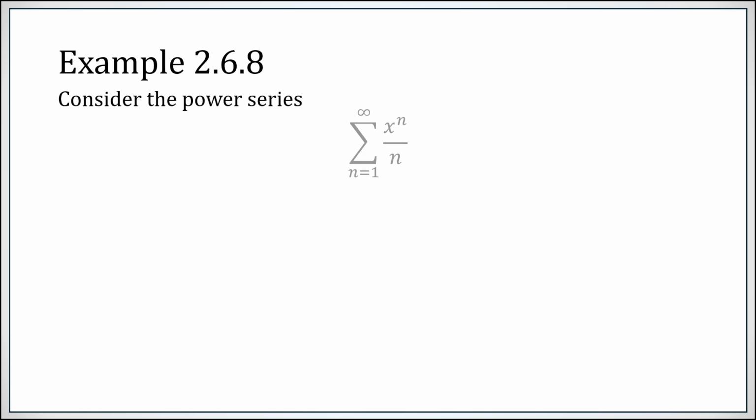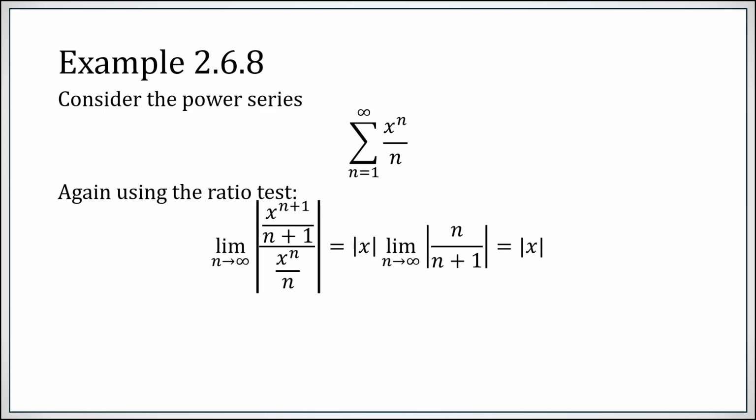Another example, let's take the power series x to the n, not over n factorial, just over n. Now we'll use the ratio test, and the x to the n plus 1 over x to the n simplifies to x in absolute value. It's a constant, factor it out, but now you have a limit of n over n plus 1, which is 1.